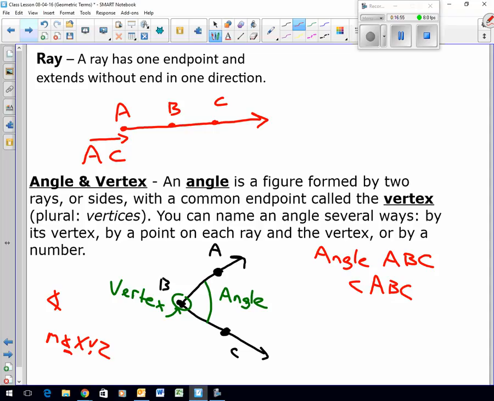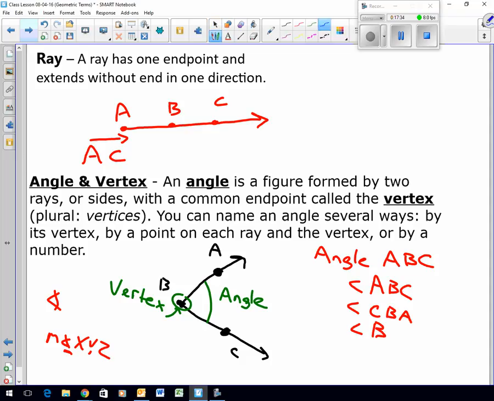A, B, C. Can we go the other way? C, B, A. Yeah, we can. Angle C, B, A. That works too. You know what? Too many letters. You can also just write angle B because the vertex tells me what angle I'm talking about. This could also be written as angle B. Right? Good so far?